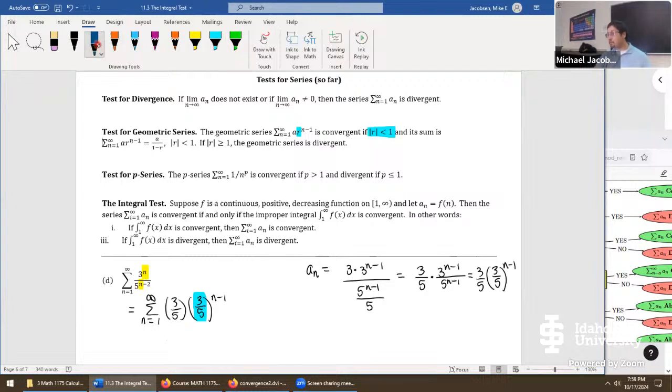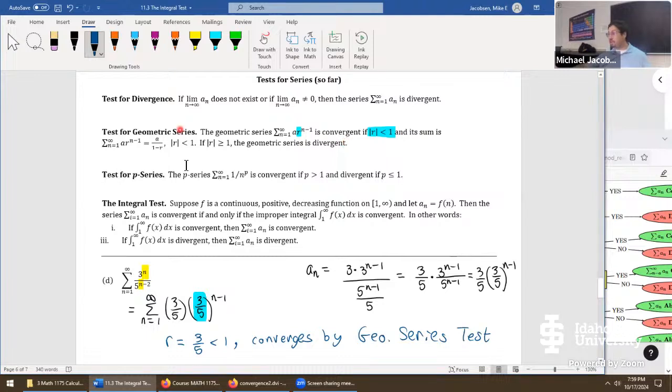So we get to say now, r, that's the common ratio, is 3/5. In absolute value, it's less than 1. Usually I just say less than 1 because we're looking at a positive quantity anyways. That tells us, well, if it's less than 1, it converges by the geometric series test.